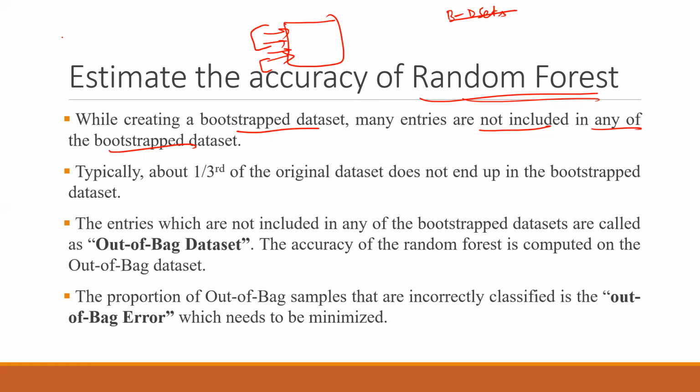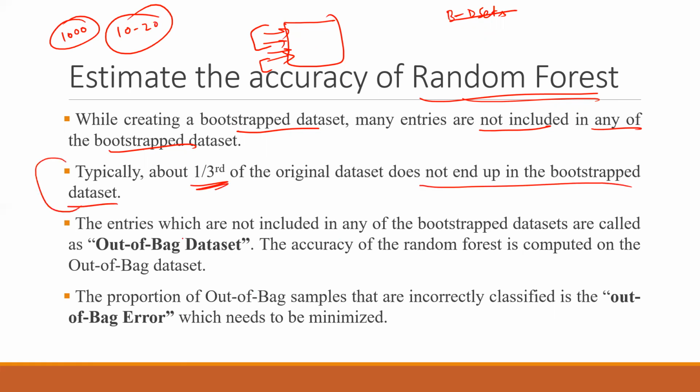The idea is that out of 100 or maybe 1000 rows, maybe 10 or 20 rows have never been picked. Irrespective of having hundreds of decision trees, something might be left every time, even after the randomization is done. Typically about one third of the original dataset does not end up in the Bootstrap dataset. This has been written based on the practical work done by people. It is a general saying that one third of the dataset remains untouched even after these kinds of samplings.